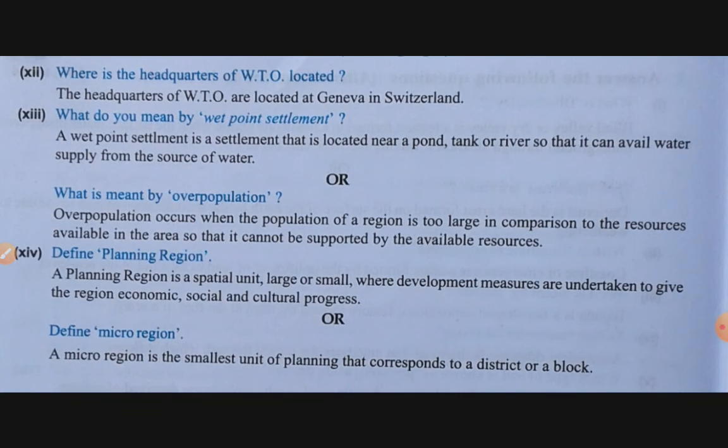Okay. Then the last question is define microregion. A microregion is the smallest unit of planning that corresponds to a district or a block. Okay. A microregion is the smallest unit of planning that corresponds to a district or a block.